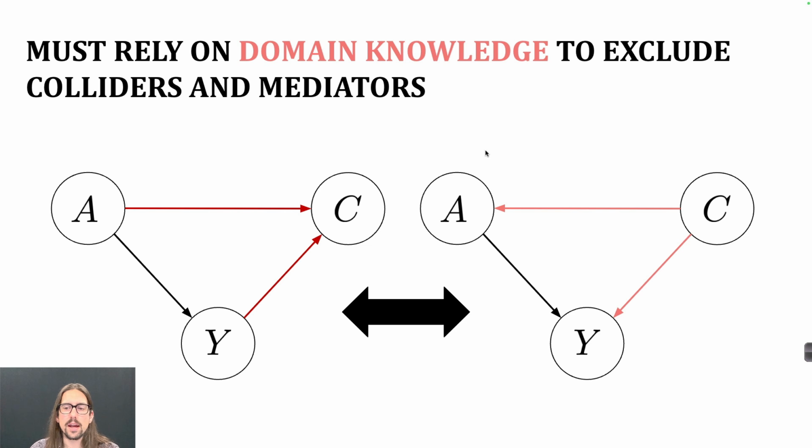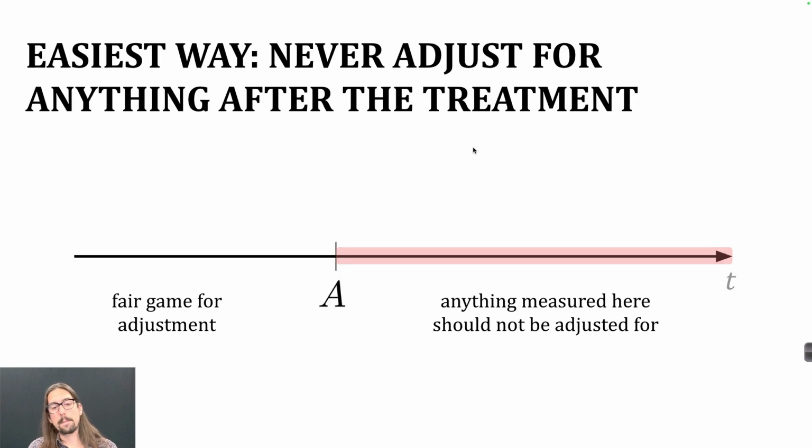So you have to rely on your domain knowledge to exclude colliders and mediators. You have to understand more broadly the context in which these data are generated, the kind of processes, when things happened, in order to think about whether something is a collider or mediator. And the easiest way by far is to just never adjust for anything that happens after the treatment. Don't do it. Don't do it, okay?